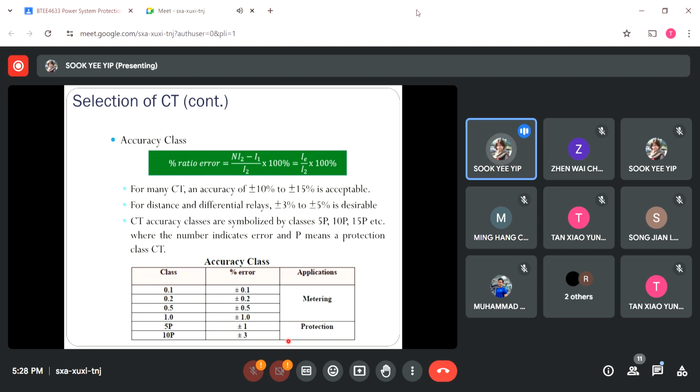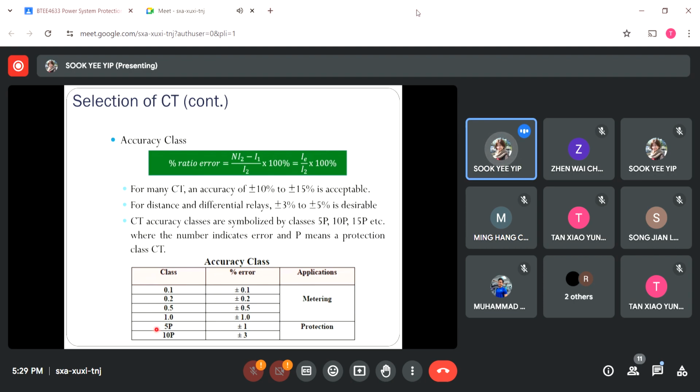I have one table here showing the standard precision classes of current transformers, and it has been divided according to the applications. We have classes from 0.1 up to 1 here. This magnitude shows you the percentage error we can obtain from the current transformer, like 0.1 with plus minus 0.1, 1 with plus minus 1. Whenever you see a class without the letter P, we know that this kind of current transformer is used for metering purposes to get current measurements.